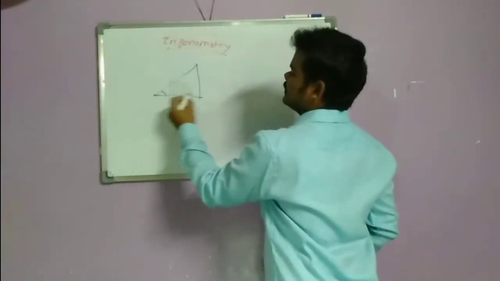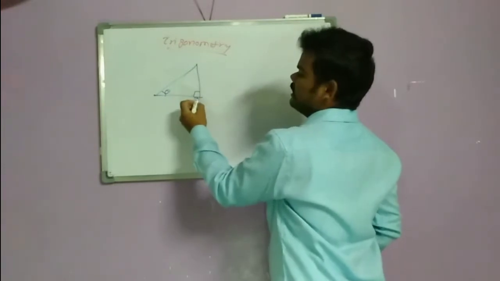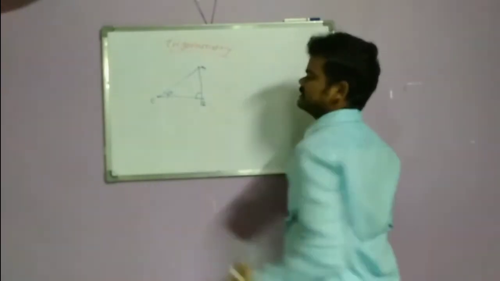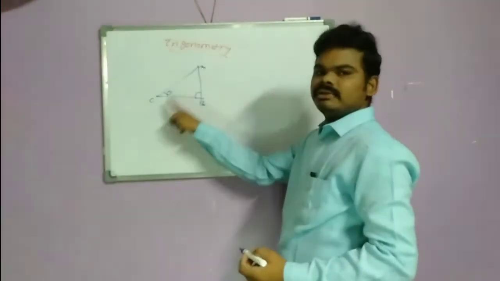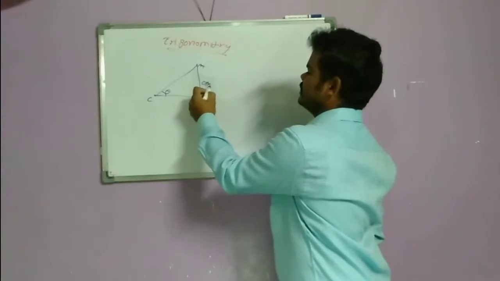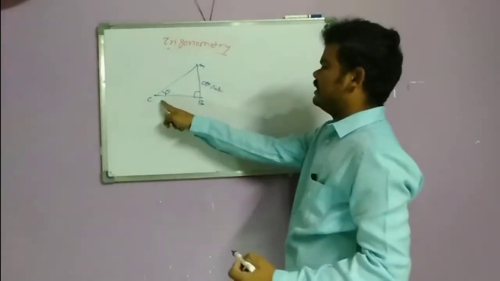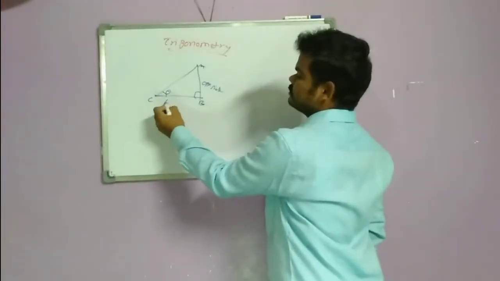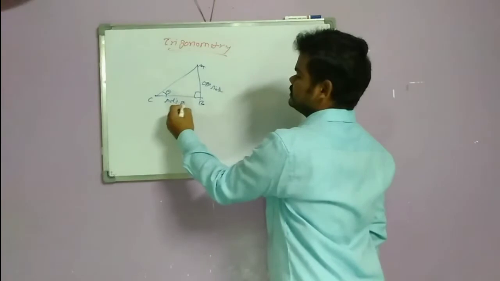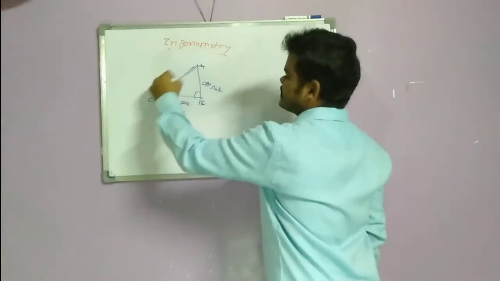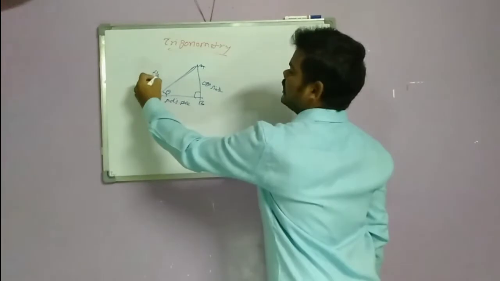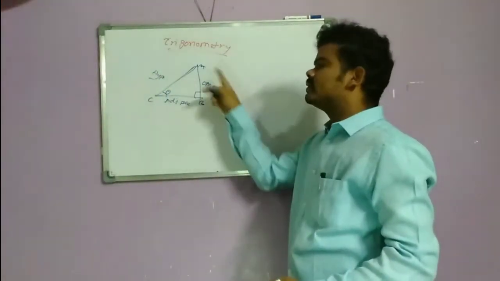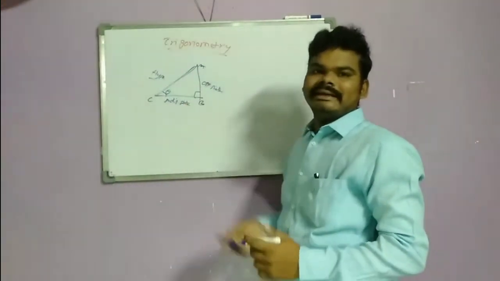This is a right angle triangle. This is theta. This is the right angle at one side of the triangle. This is A, B, C. Opposite to the angle is known as the opposite side. Adjacent to the angle is known as the adjacent side. The largest side in the right angle triangle is called the hypotenuse. This is called the hypotenuse. The entire trigonometry topics depend upon only the right angle triangle.